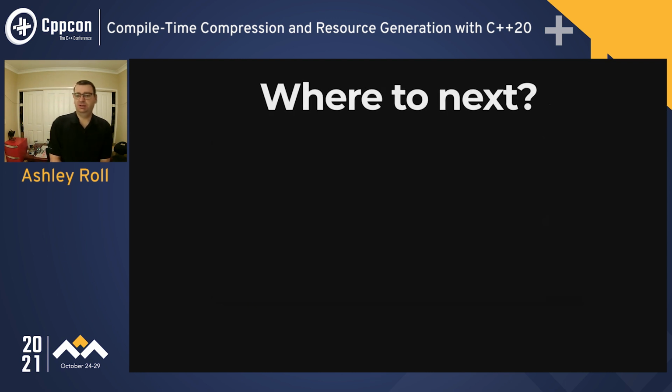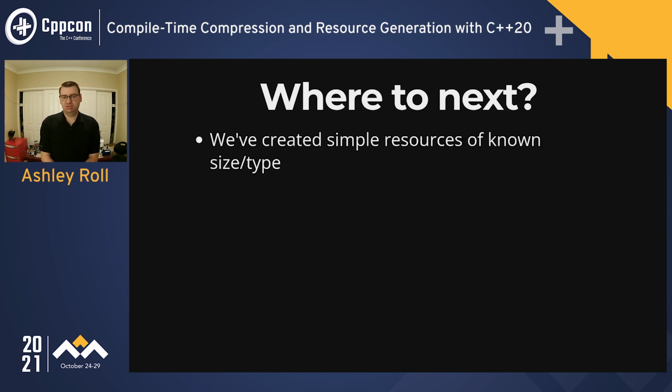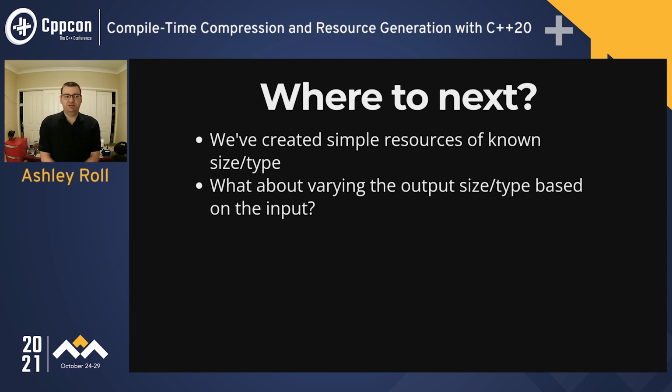Let's move on. Where to next? So we've created some simple resources of known size and type, and that's the interesting point here. We knew when we started that our configuration registers were a particular size, or we've created a function that takes a float and returns a float. So what about varying the output size or type based on the input data?